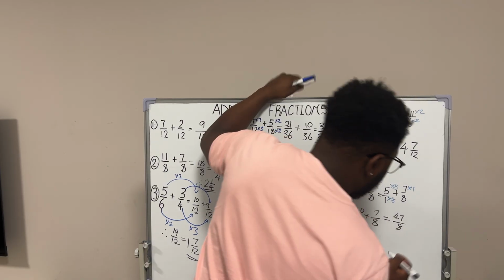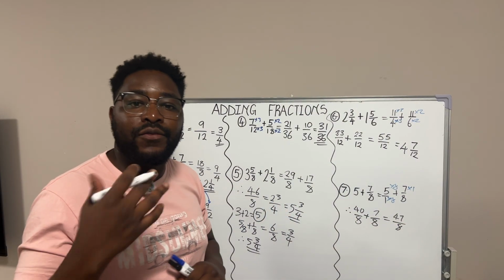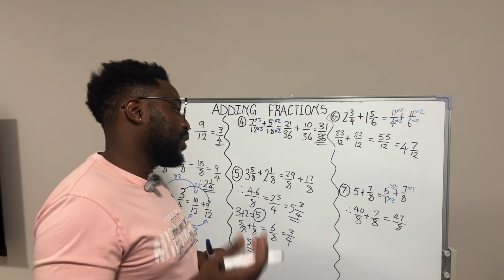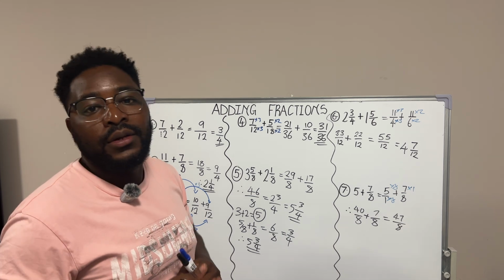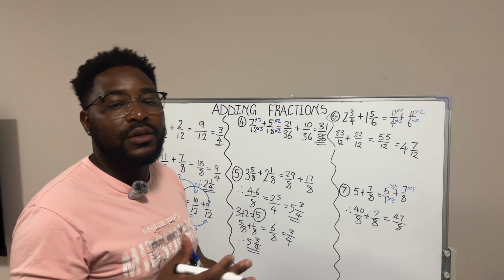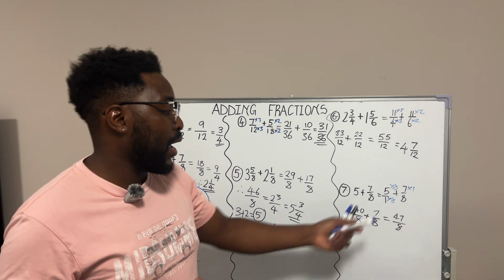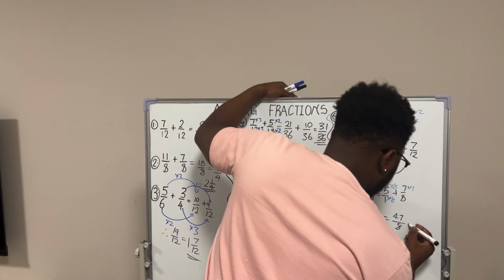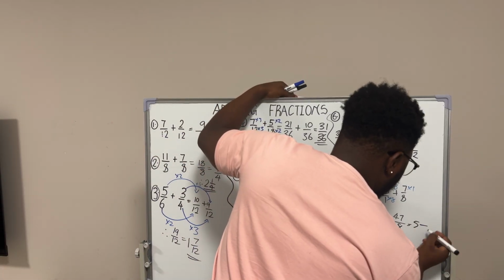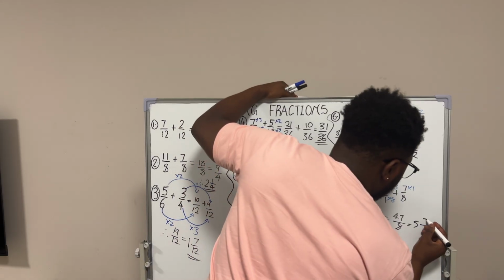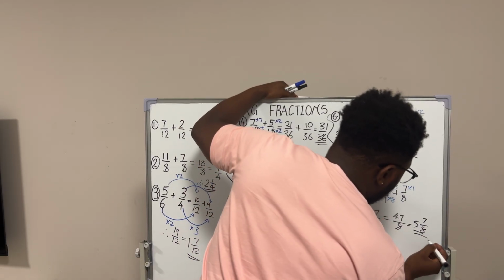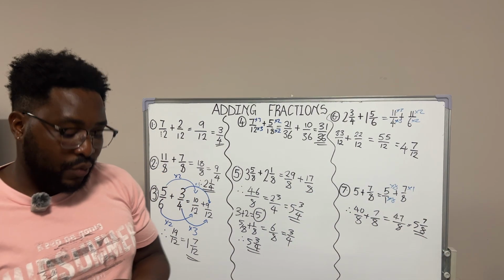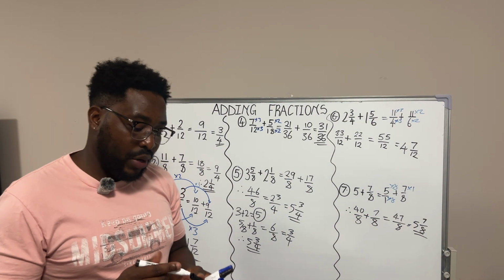over 8. This is an improper fraction. Let us change it into a mixed fraction or a mixed number. 8 into 47 is 5. What is the remainder? The remainder will be 7, and we keep our denominator. So there we go, we have solved our last question.